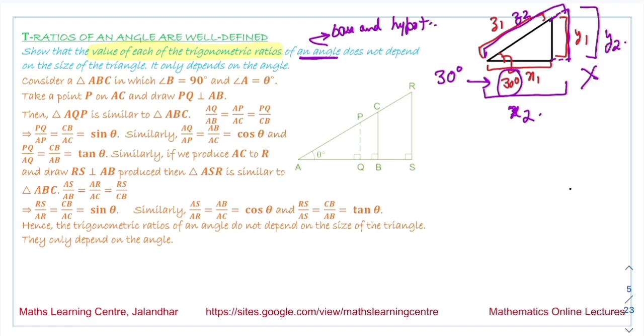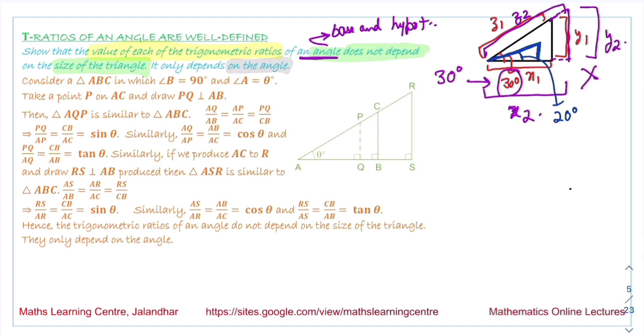But if in the same triangle we change this angle, suppose the angle I have changed over here is 20 degrees, then the trigonometric ratios will change. So we are saying that the trigonometric ratios we are talking about do not depend upon the size of the triangle, but they depend only upon the angle we are talking about.